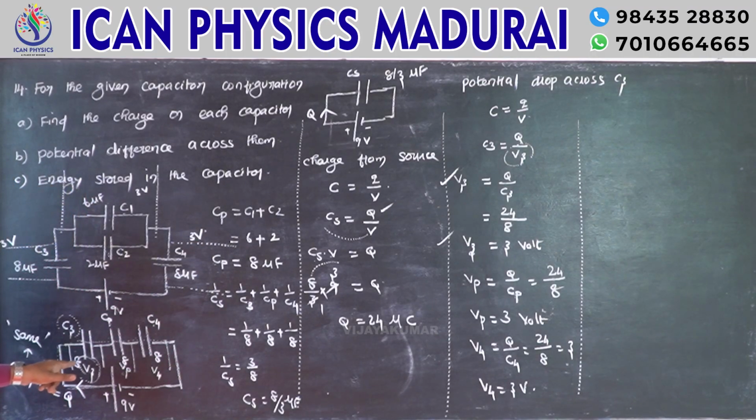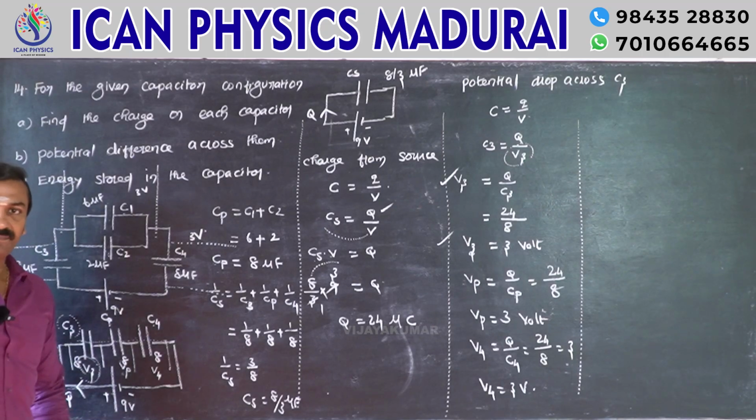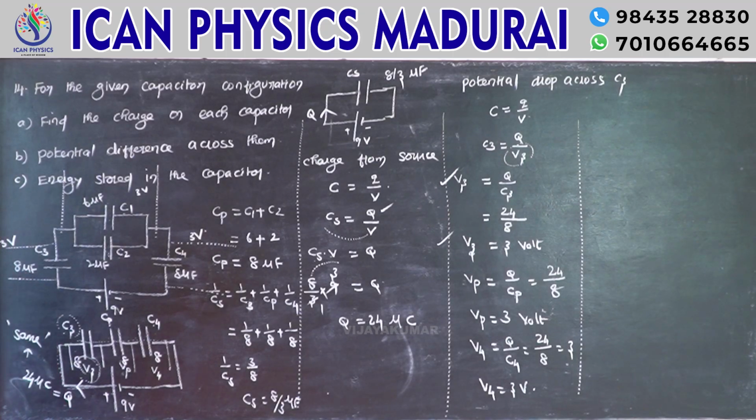One more thing: all the capacitors have a capacitance of 8, so the potential drop is also the same. Do you get it now? Do you have any doubts? No doubts. Now we are going to calculate the charge through C3. So the charge from the source is capital Q.